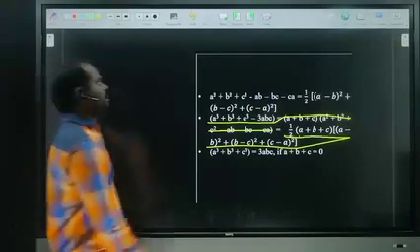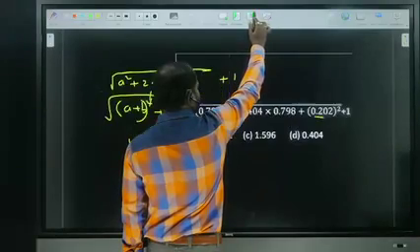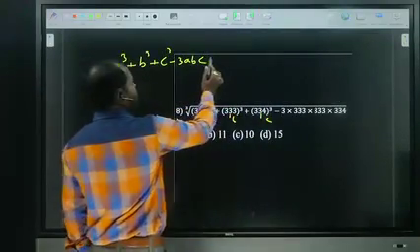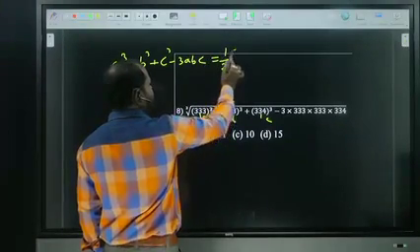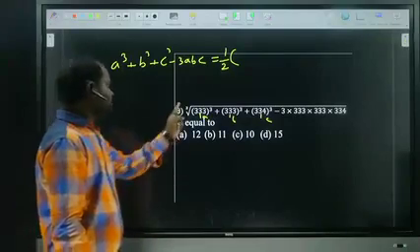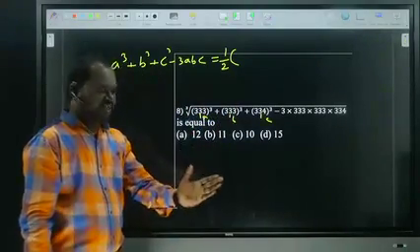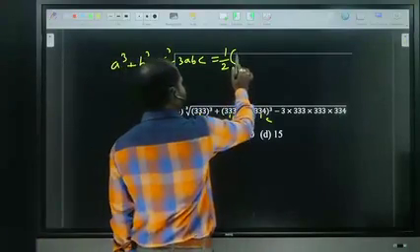As per the formula, half of A plus B plus C. A plus B plus C means 333 plus 333 plus 334. By adding that, we get 1000.